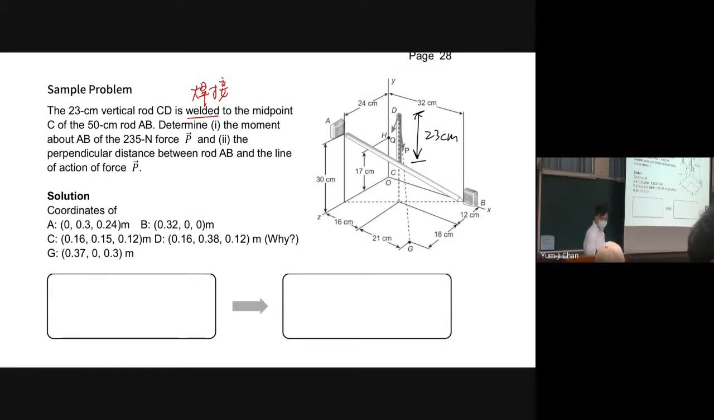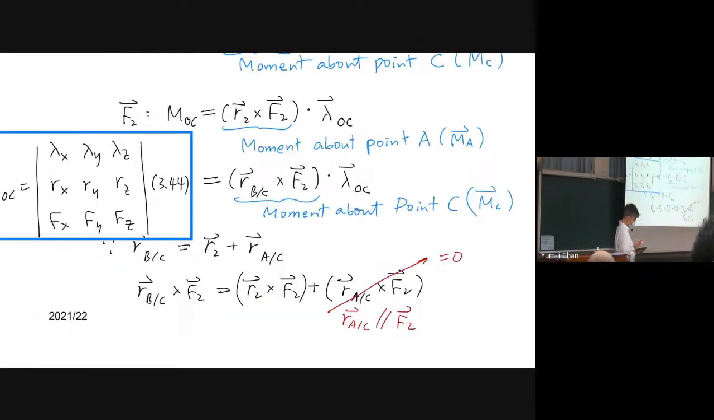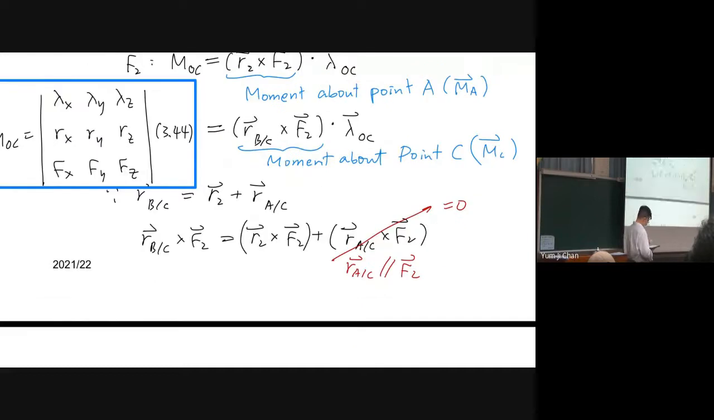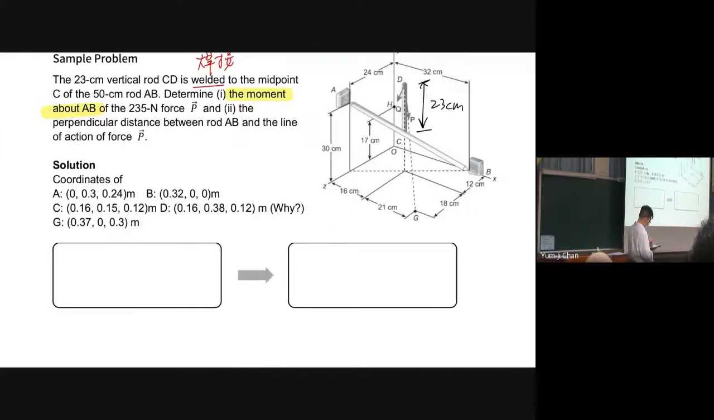Now I will first do, wait a minute, the moment about AB, right? So we are going to determine the moment about AB. We do it in 2 steps. Of course, you can use one equation to do everything, but the better way is to determine it in 2 steps.